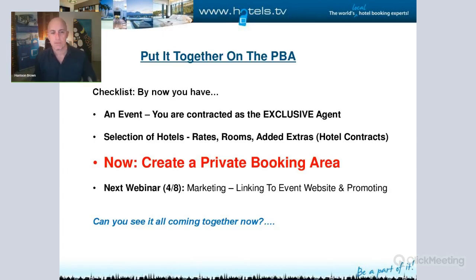Okay, it's now time to put it together on the PBA. As a checklist, by now you should have the event, you are contracted as an exclusive agent to that event, and you have a selection of hotels, with rates, rooms, and added extras. You've contacted hotels, sent an RFP out, hotels have come back and given you the contracts, and you've selected the number of hotels you want to work with. You have a piece of paper from the event saying you're the exclusive agent, and a piece of paper or email from the hotel saying they're going to give you these rates, an allocation of rooms, any unsold rooms they're going to take back 30 days out, extras, all that sort of stuff. That's what we're dealing with.